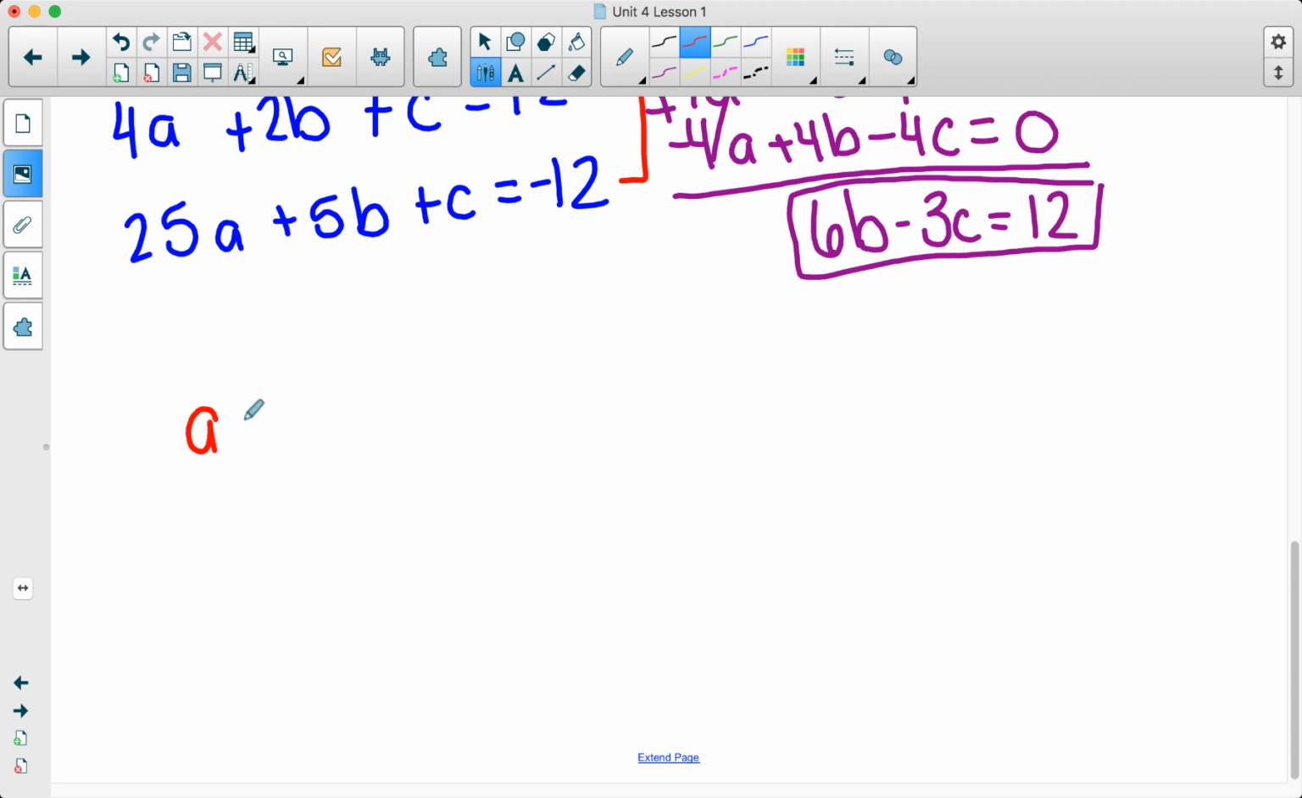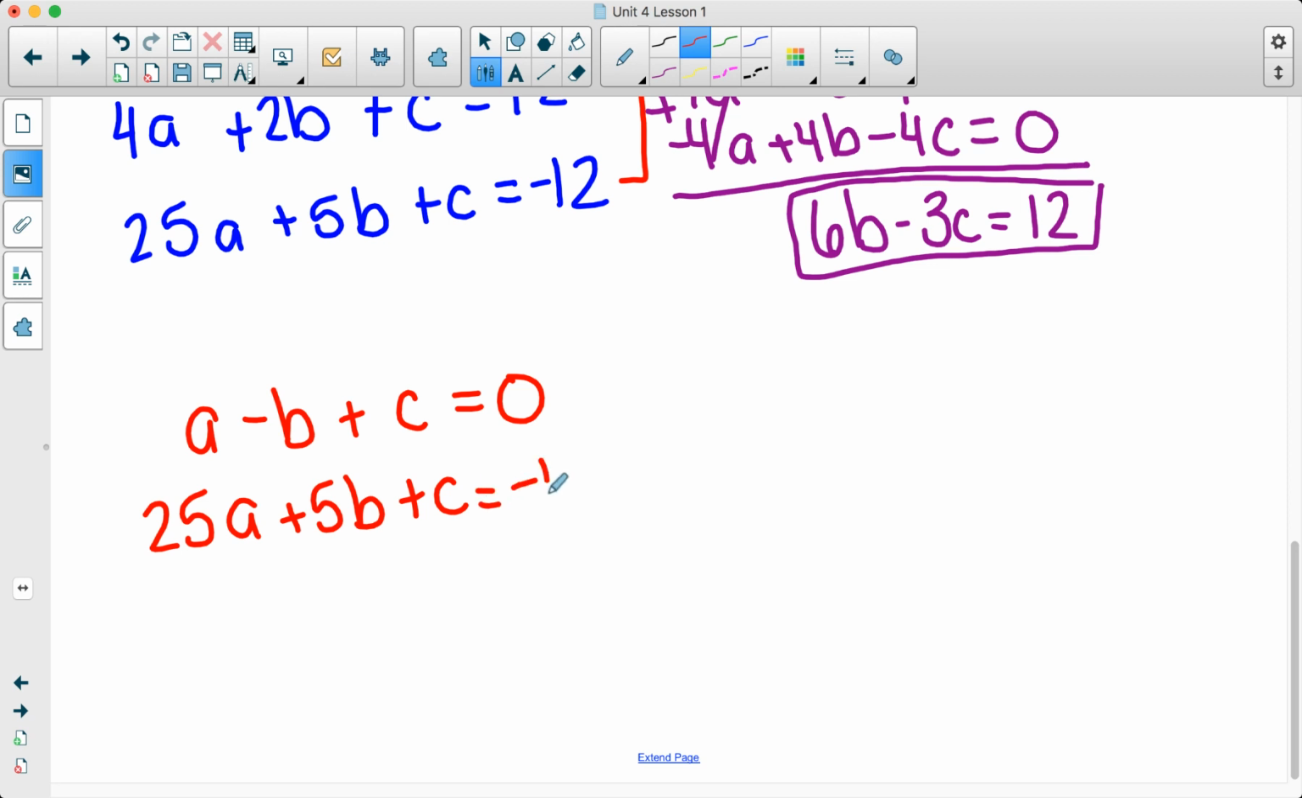So I had a minus b plus c equals 0. And the other one I'm matching it up with is that bottom one now. So 25a plus 5b plus c equals -12. All right, so up here in the purple, we got rid of a. So I have to get rid of a down here again. So here's a 1a and a 25a. The easiest way to do this, really the only way, is to multiply this top equation by -25, and I'm multiplying everything.